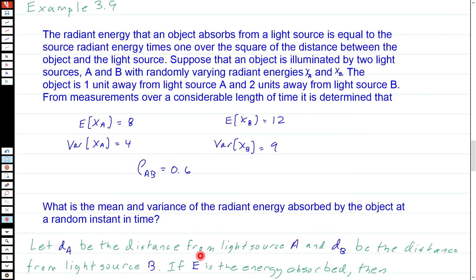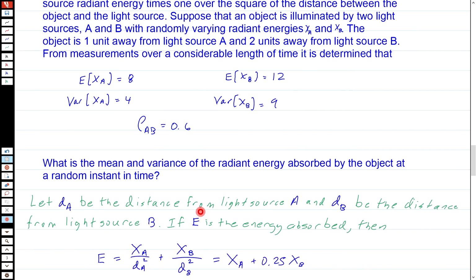So the question here is, what is the mean and variance of the radiant energy absorbed by the object at any random instant in time? Let dA be the distance from light source A and dB be the distance from light source B. If E is the energy absorbed, then E is equal to the radiant energy emitted by light source A divided by the distance squared, plus the radiant energy emitted by light source B divided by the distance to B squared.